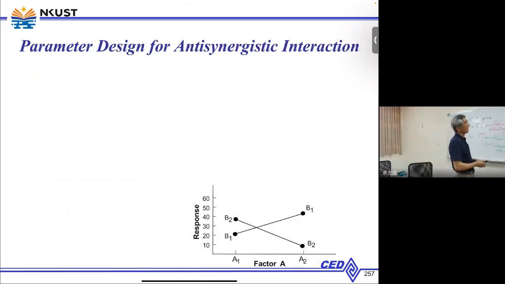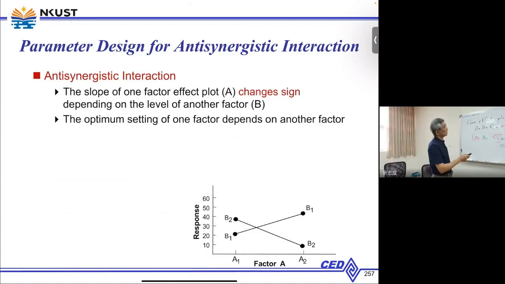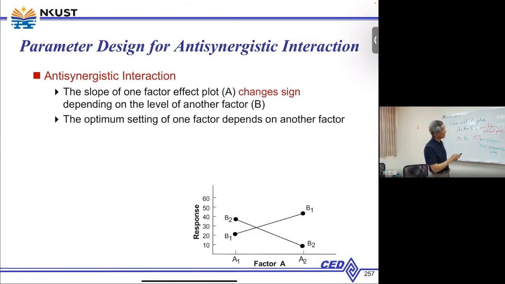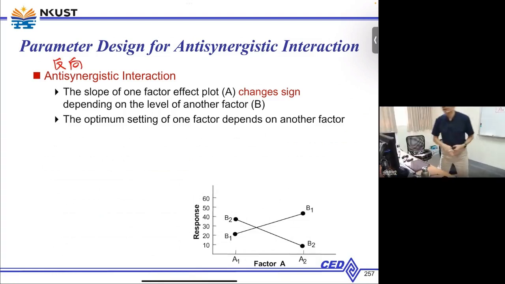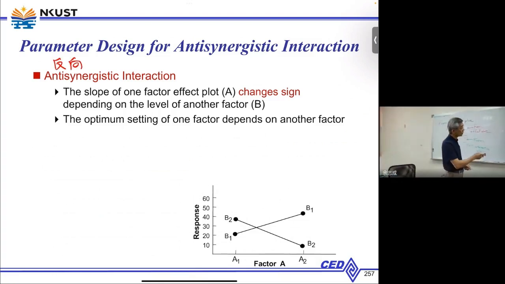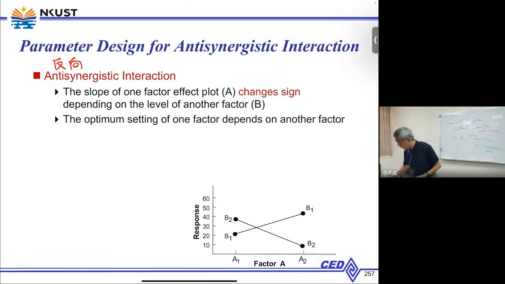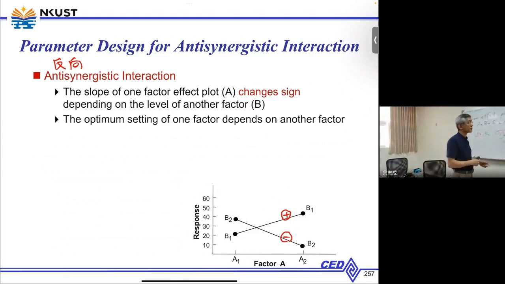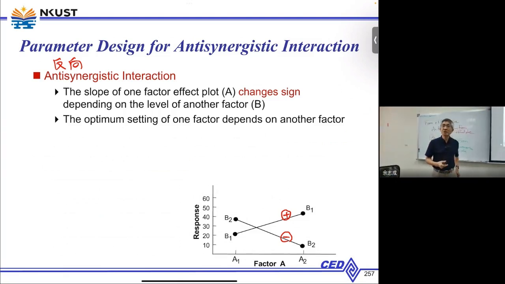What happens if they are anti-synergistic? First, the slope will change sign. If the 2 factors A and B have an interaction, and it is anti-synergistic, then the slope will change direction. For B1, the slope is positive, but for B2, the slope becomes negative. The slope changes direction, which means that the selection of the better level for A will change.